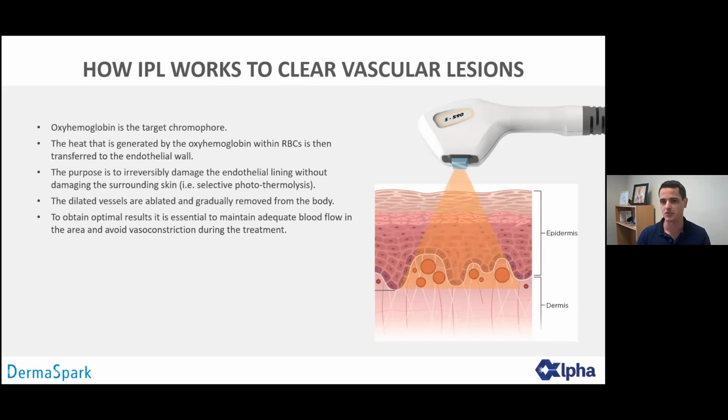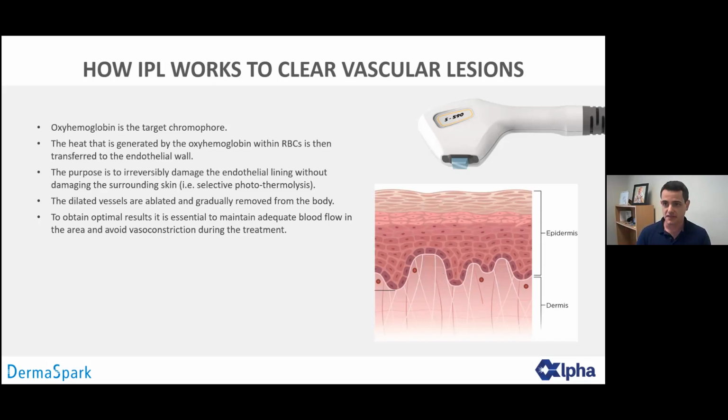And this is how it looks in the illustration. So we are releasing the pulse. This is the pulse release, during which the oxyhemoglobin absorbs the light and generates the heat that is transferred to the walls of the vessel. The vessel is ablated, and then over time it will simply be removed from the skin. And as you can see, what we are left with are the small vessels, the small capillaries that were not dilated because they didn't have enough target in them to generate sufficient heat to damage the walls.